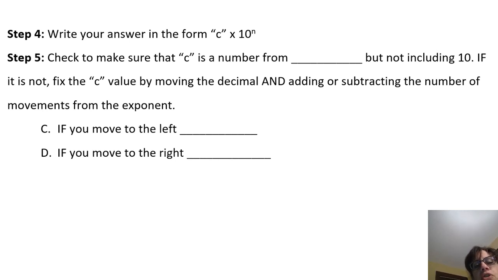And check to make sure that c is a number from 1 to 10, but not including 10. If it is not, fix the c value by moving the decimal and adding or subtracting the number of movements from the exponent. If you move to the left, remember you will add to the exponent. If you move to the right, you will subtract.